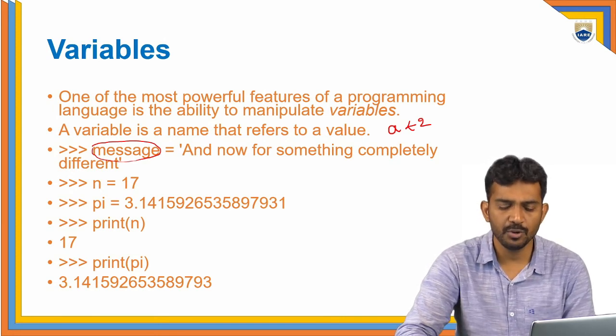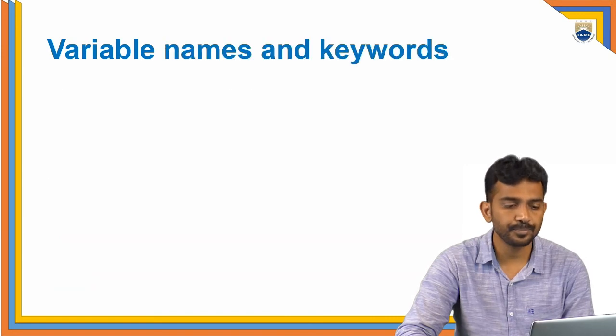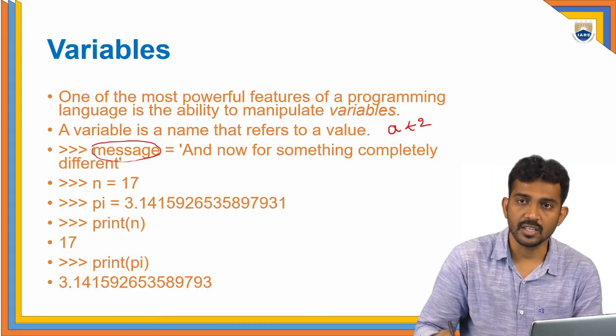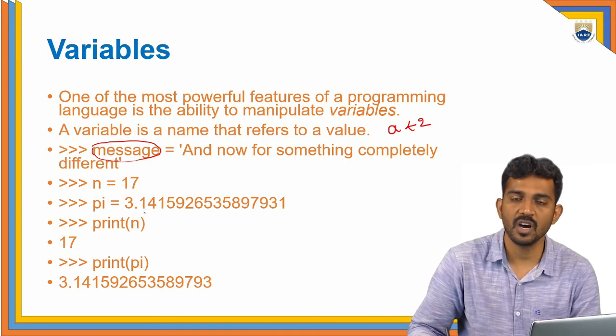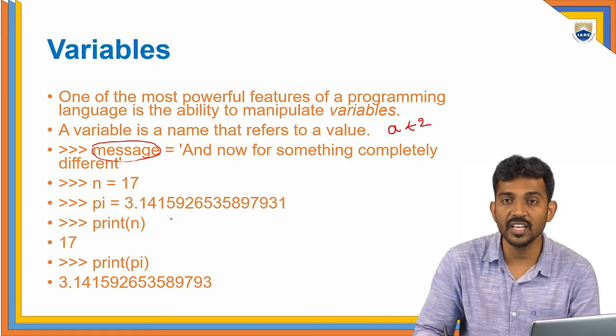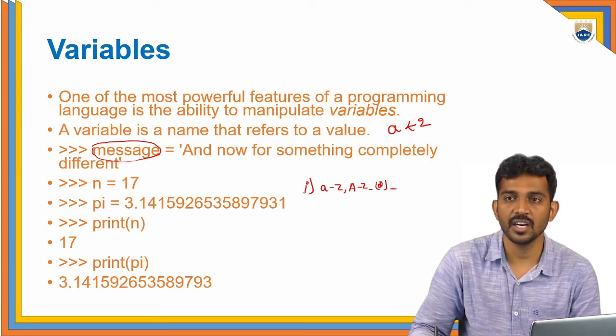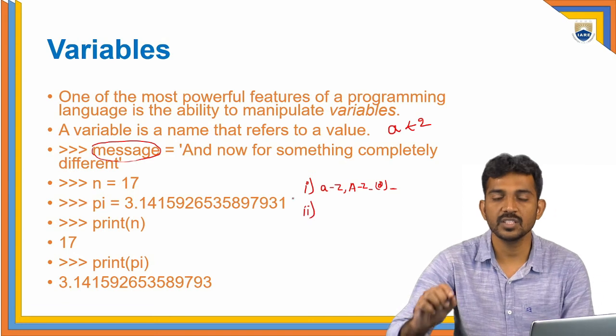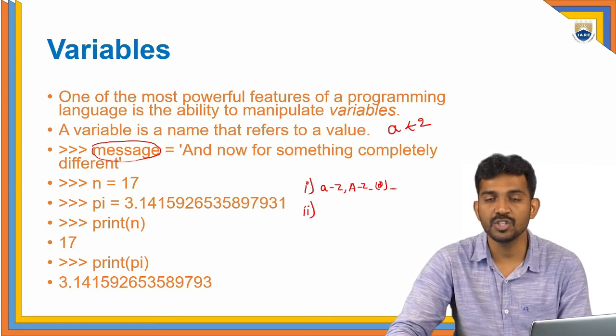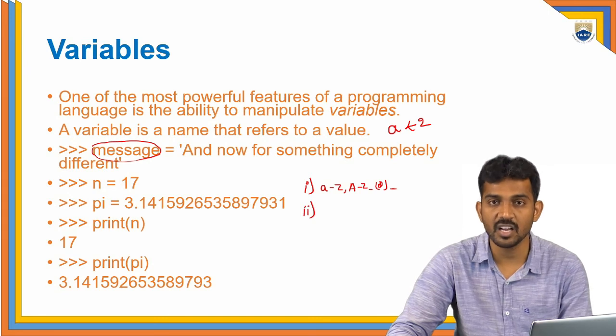Is this clear? But you need to be clear about one thing: how do we need to write variable names? Please remember the first point. Point number 1: a variable name should start with a character or an underscore. The first rule is that all variables start with a character or underscore.